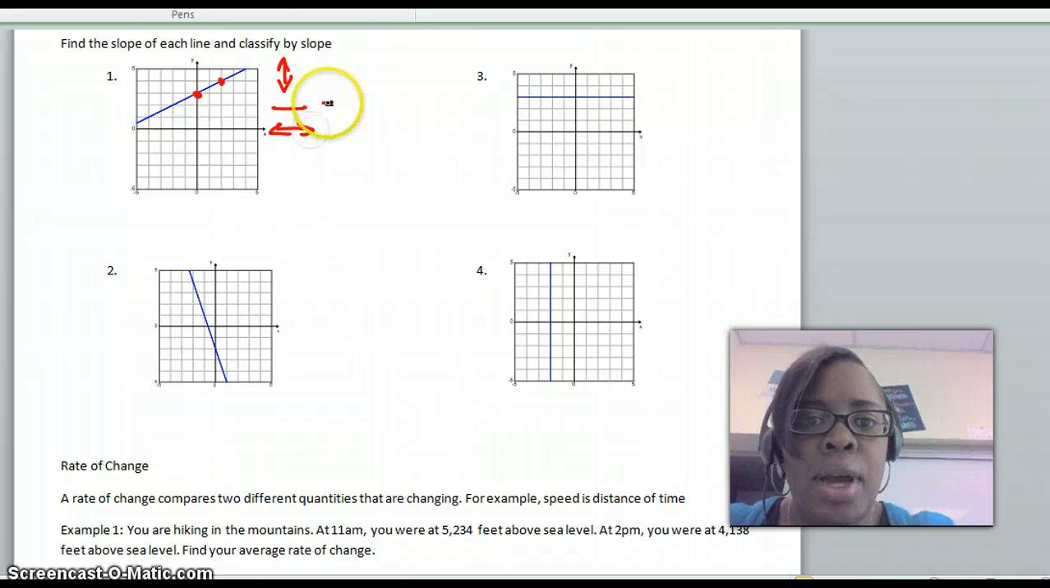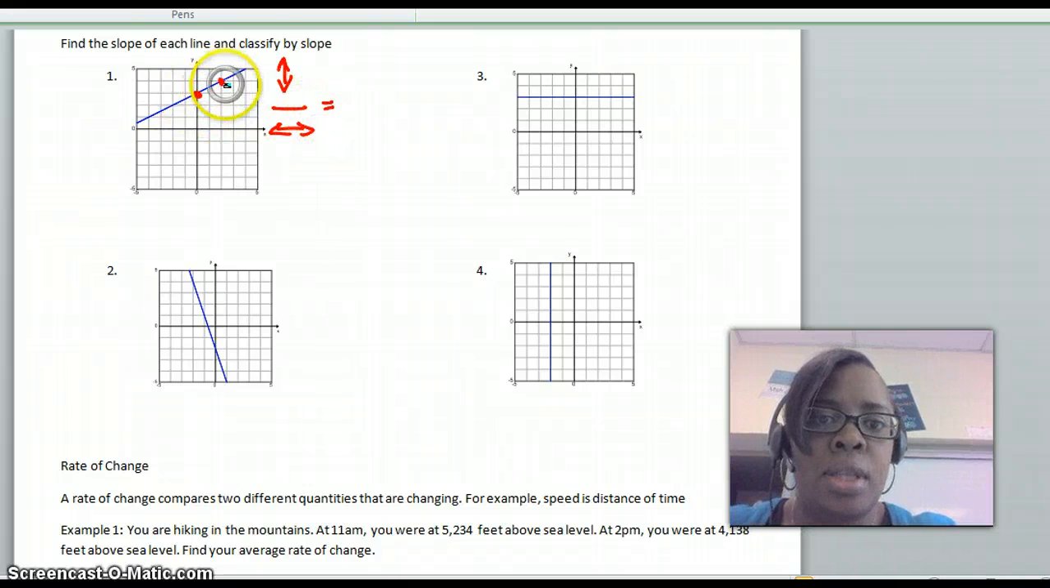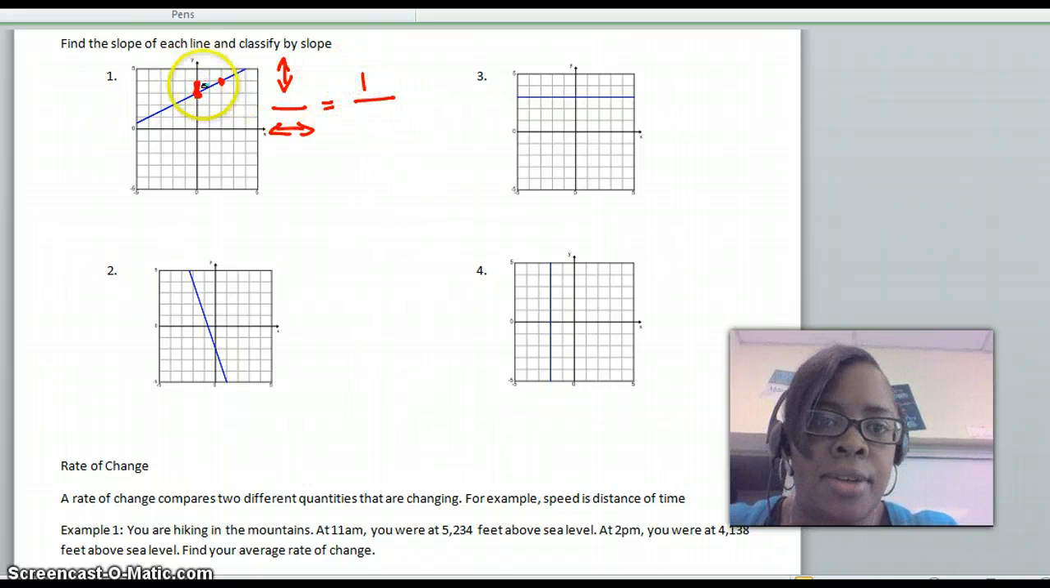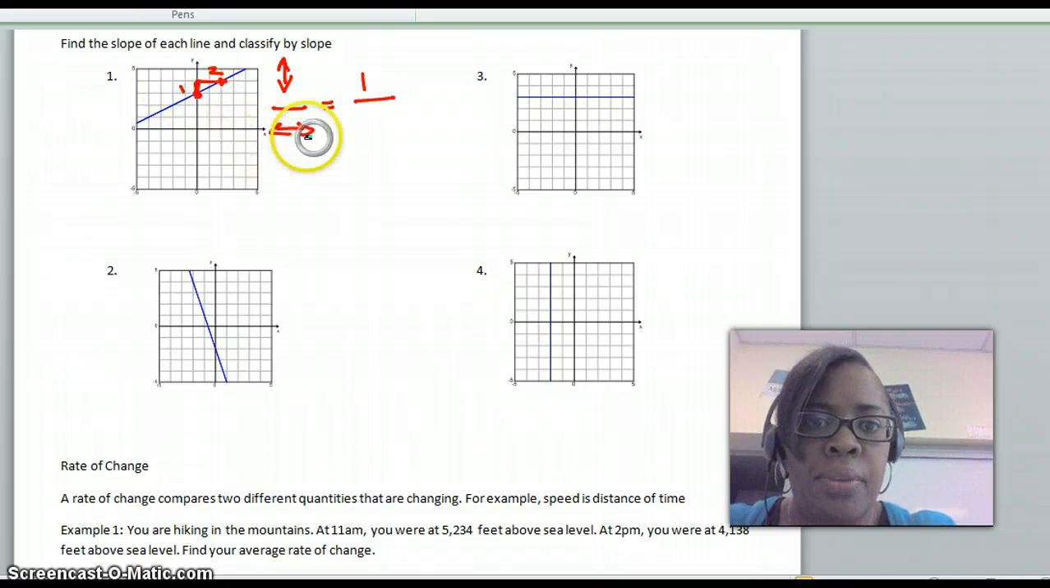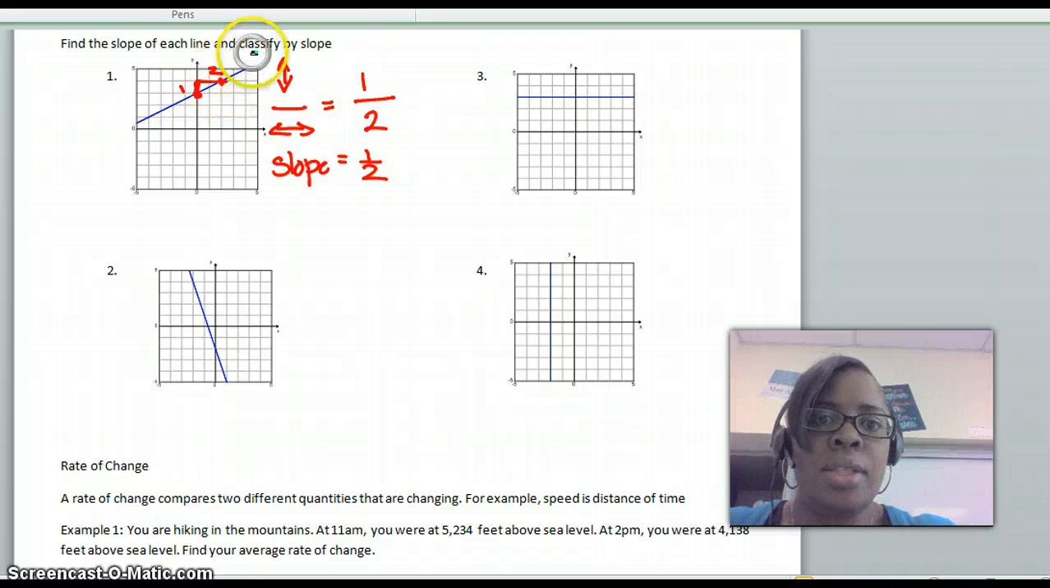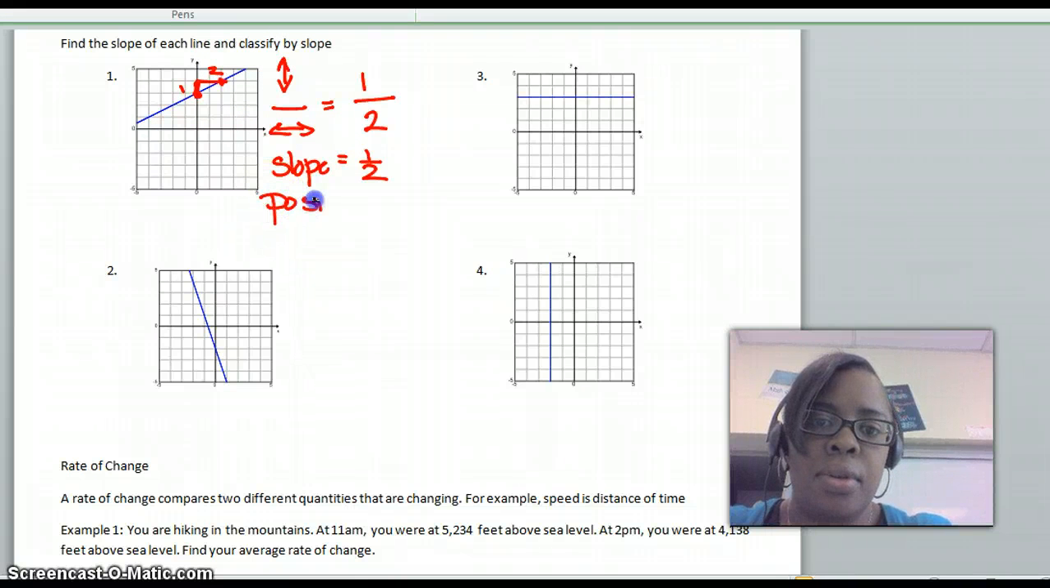So if I'm giving directions from this point to this point, I'm going to go first up 1. And because I went up, it's going to be positive. And then I'm going to run 2. And because I went to the right, that's positive as well. So my slope is 1/2. Then it also asked me to classify the slope. So I'm looking at it from left to right, and it's going up, so it's positive.